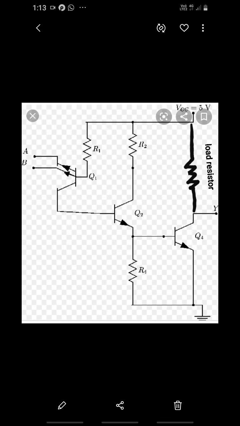And in the NAND gate when A is equal to 0 or B is equal to 0 or both are 0, then the output is at high level.